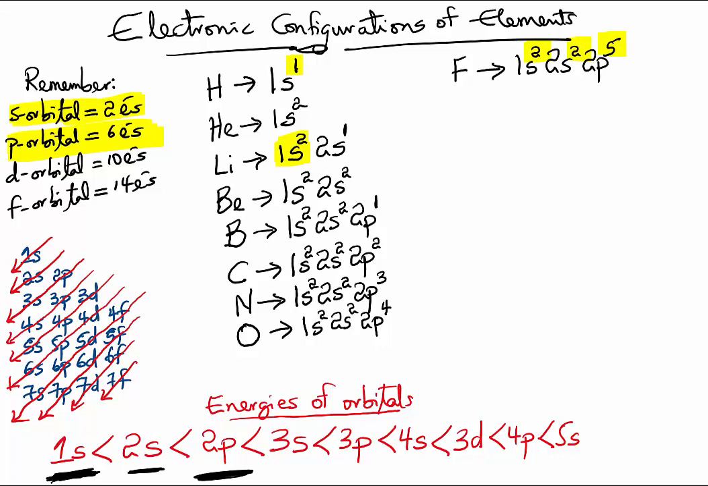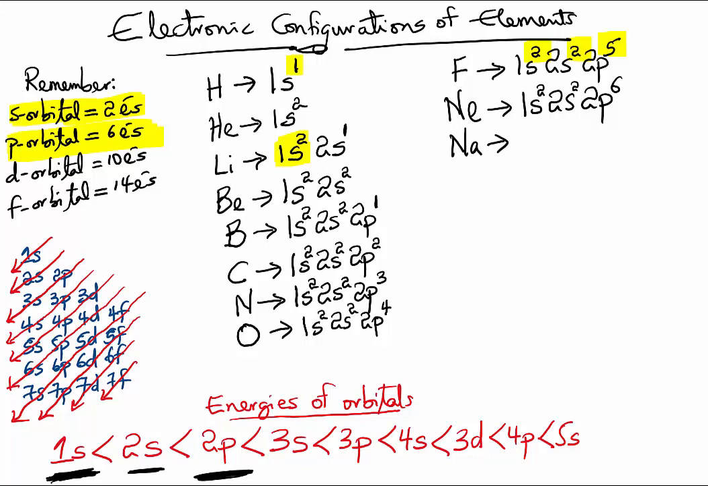The next element is neon. Neon has 10 electrons. So the electron configuration will be 1s2, 2s2, 2p6. Now, if you're keeping a tab on the orbitals, which you should, you will see that the 2p orbital is now completely filled. Let us now move on to the next element, which is sodium.